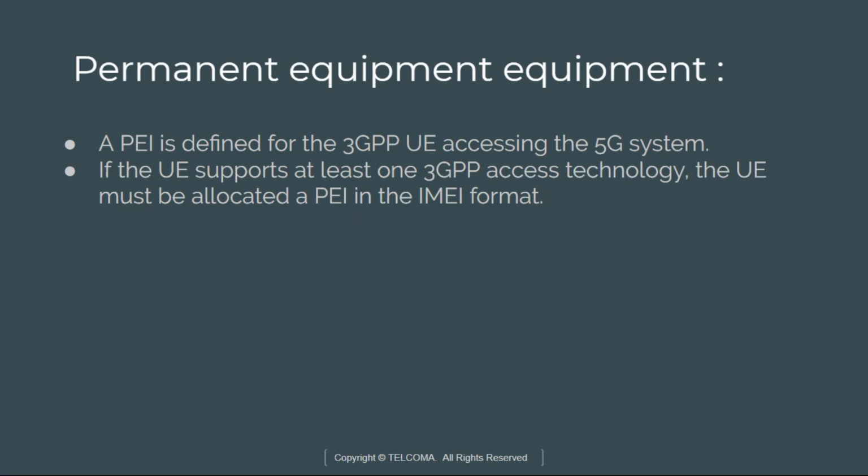Then we have PEI, which is the permanent equipment identifier. Here it is written equipment. So a PEI is defined for the 3GPP UE accessing the 5G system. If the UE supports at least one 3GPP access technology, it must be allocated a PEI in IMEI format.